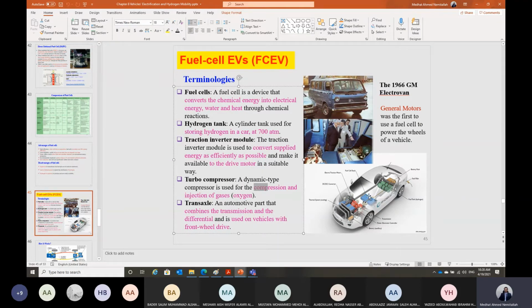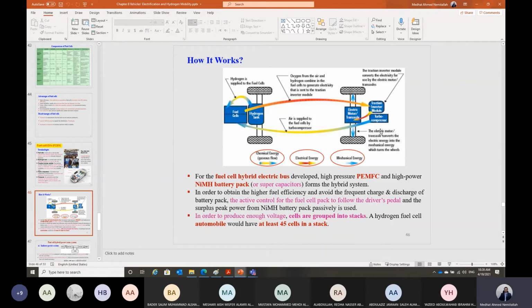But now, as you can see, we have onboard production of electrical power, unlike the case of the battery. Here also, we have a battery. We have to have a battery because under part load conditions, this battery can absorb the excess amount of electrical power and then deliver it later on. But the operation is mainly depending on the fuel cell in this case. Okay, so those are the components of the fuel cell vehicle.